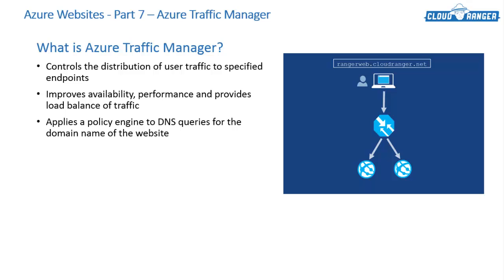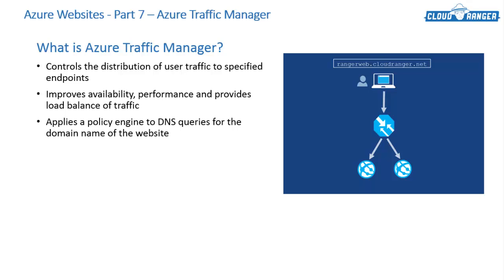I just want to go through these 3 points. This is what Microsoft says about Azure Traffic Manager, and then I'm going to translate this and try to make sense of it all. Azure Traffic Manager controls the distribution of user traffic to specified endpoints. So if a user is trying to go to a website, it controls how the traffic is going to be distributed to different endpoints, here endpoints being, for example, websites. It improves availability, performance, and provides load balancing of traffic.